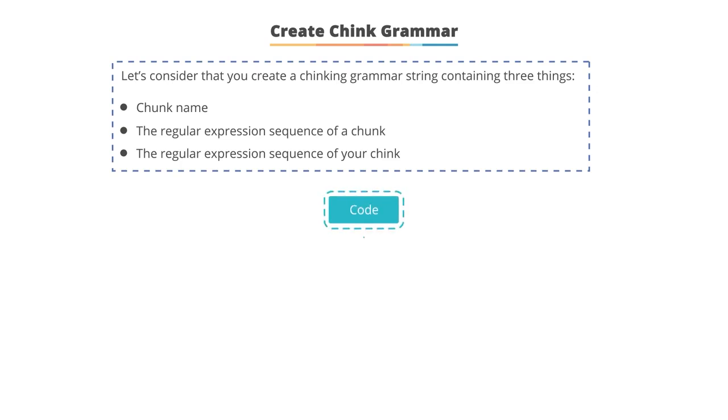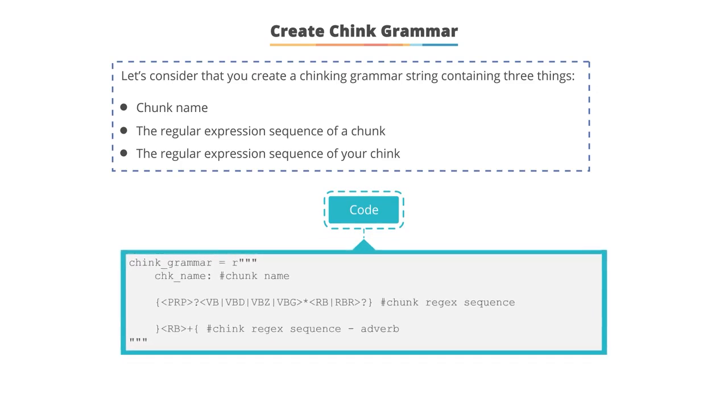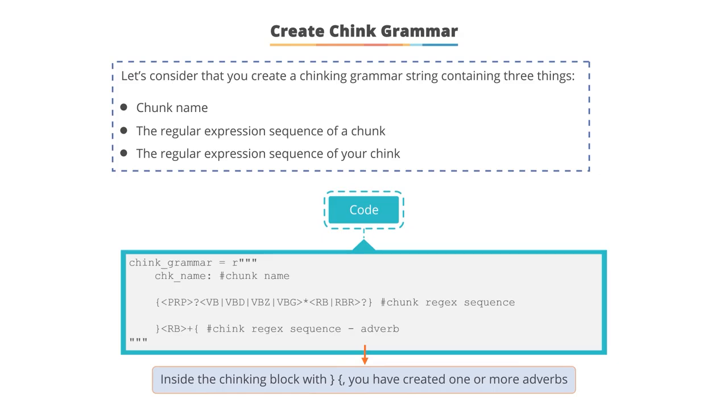Here in the given code, we have the chunk regular expression as optional personal pronoun, followed by 0 or more occurrences of any type of the verb type followed by 0 or more occurrences of any of the adverb types. The chink regular expression says that it needs to check for the adverb in the extracted chunk and remove it from the chunk. Inside the chinking block with open curly braces and closing curly braces, you have created one or more adverbs.